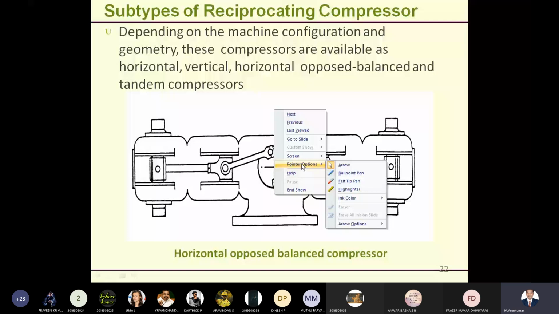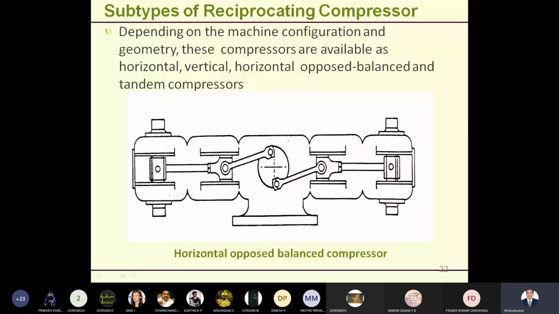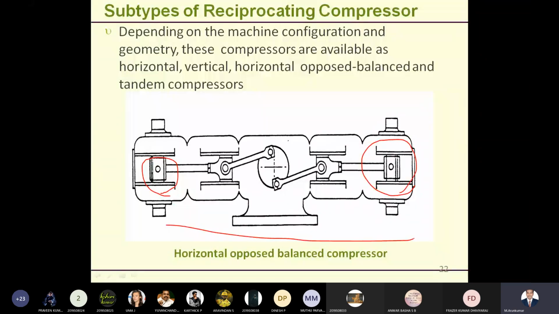This is your piston cylinder arrangement. Then this is also a piston cylinder arrangement. So horizontal. This was in horizontal. So from the name itself, we can identify that this is horizontal opposed. So this piston cylinder and this piston cylinder are in opposite directions. So horizontal opposed balanced compression.